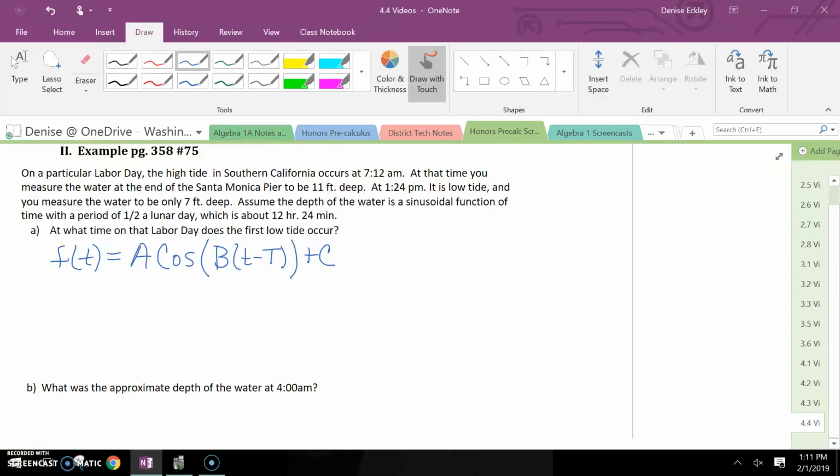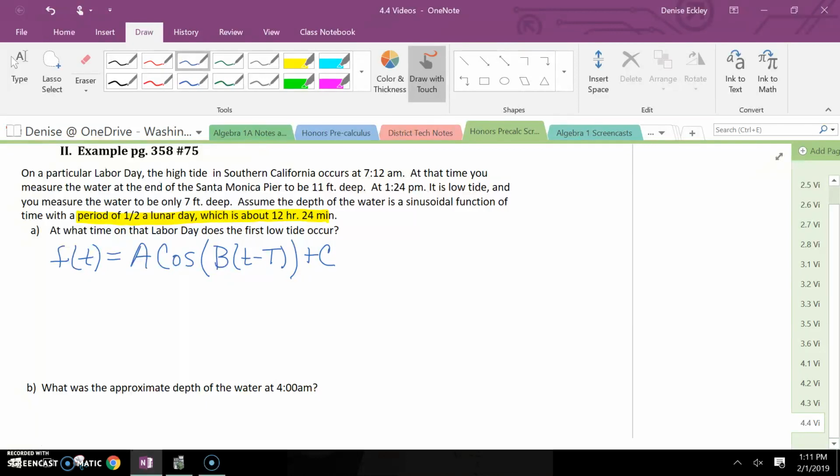The nice thing is that we can find the amplitude because we need the maximum and minimum values as well as the vertical shift. Those we can find pretty easily. Let's start first with the period because it is given to us. We're told that the period is half a lunar day, which is 12.4 hours. So we can find P.